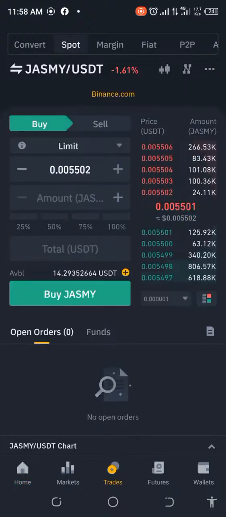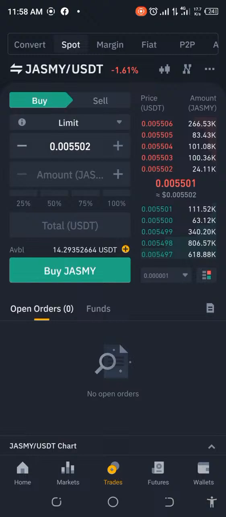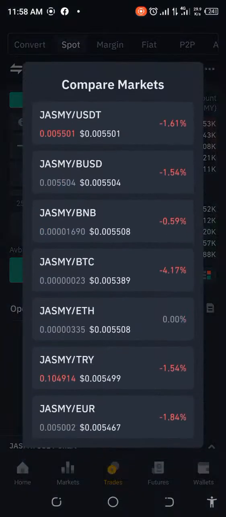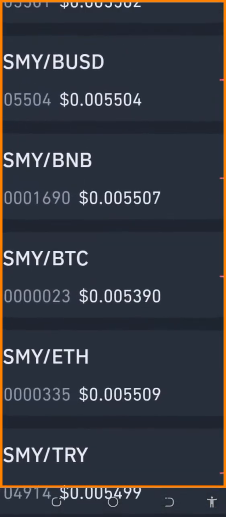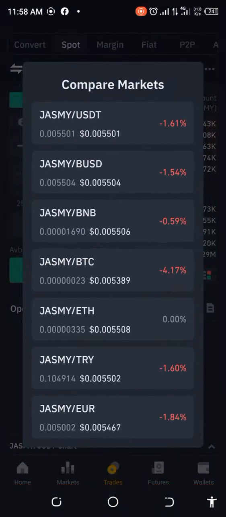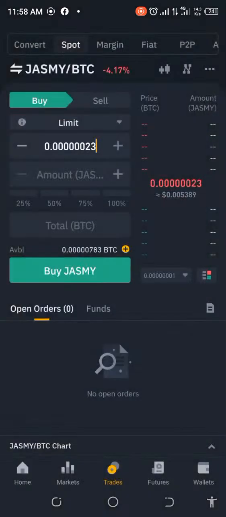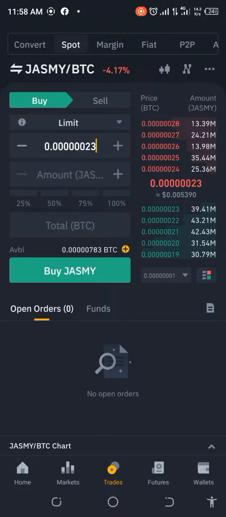We're going to be checking also the different prices at which it is listed, just to be sure there's an opportunity. And like I always say, you need to always simulate first. So the first thing I want to do is simulate. I'm going to work with Jasmine/BTC first, and simulate with the amount of money that we have here.